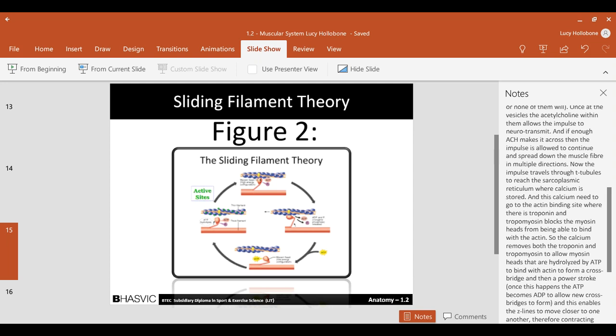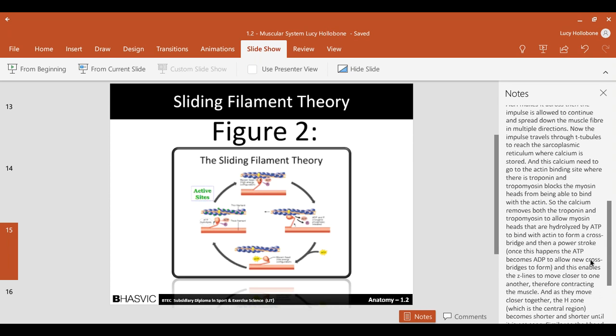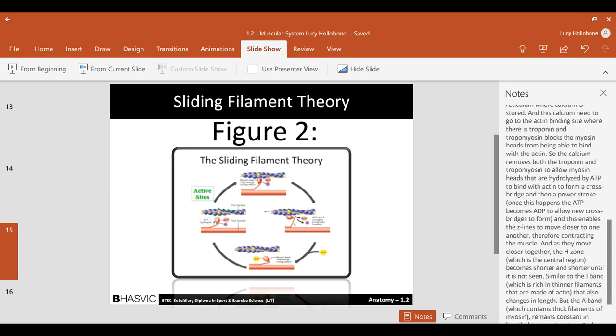So the calcium removes both the troponin and tropomyosin to allow myosin heads that are hydrolyzed by ATP to bind with actin to form a cross bridge and then a power stroke. Once this happens, the ATP becomes ADP to allow new cross bridges to form, and this enables the Z lines to move closer to one another, therefore contracting the muscle.